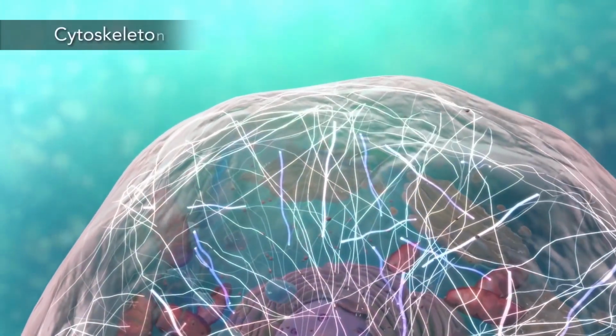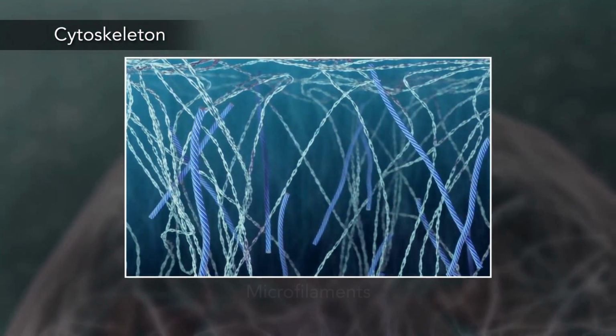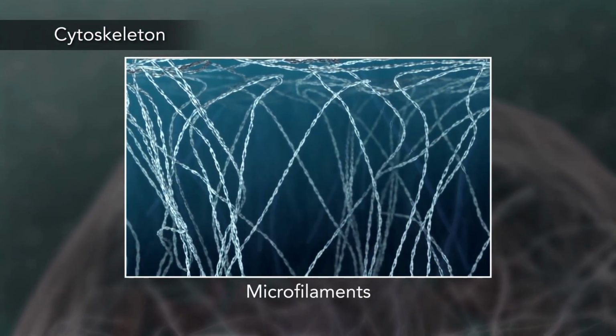Meanwhile, the cell maintains its shape through a cytoskeleton. The cytoskeleton includes the thread-like microfilaments, which are made of protein, and microtubules, which are thin hollow tubes.